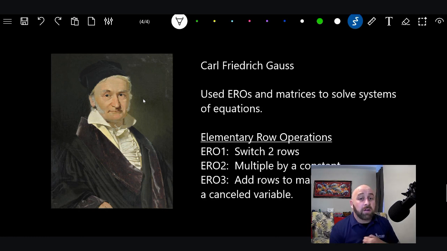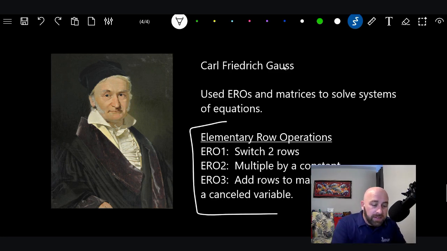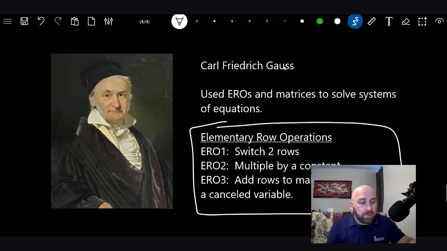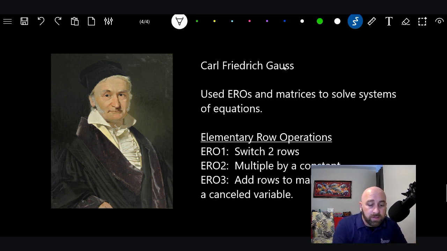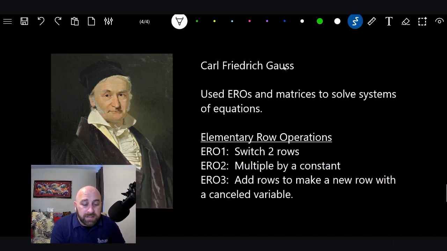What we learned in EROs last chapter was elementary row operations. And what is that? Well, if you skip down here, I go over what the elementary row operations are. The first one is switch two rows. So you switch 1 and 2, you switch 1 and 3, you switch 2 and 3. Does it matter which rows? It doesn't really matter in an ERO, but when we're solving the matrix, it does matter.